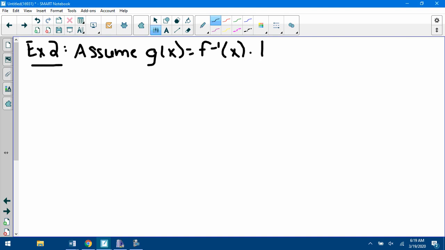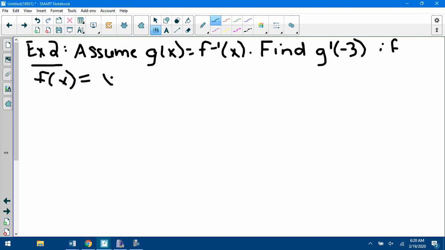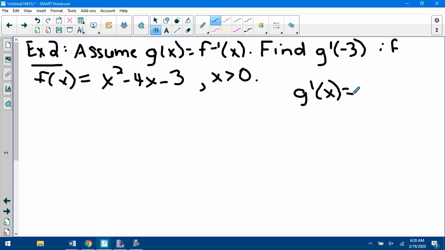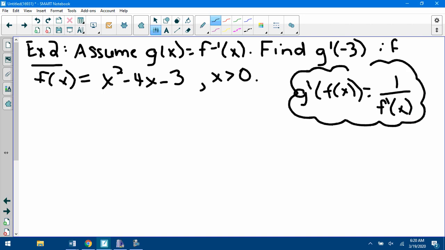Find g prime of negative 3, if f of x equals x squared minus 4x minus 3 with x greater than 0. Okay, so I'm going to just rewrite that formula off to the side because I'm on a different page now. Remember, g prime of f of x is 1 over f prime of regular x. So just keep that formula in mind.